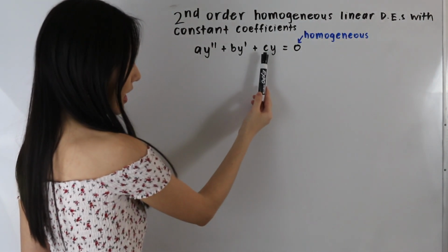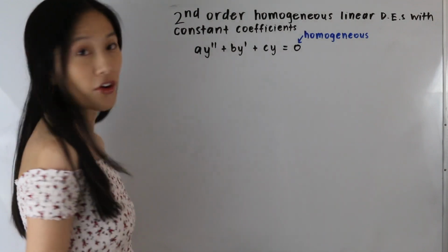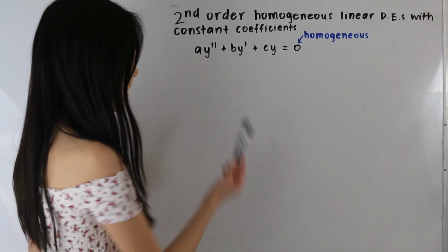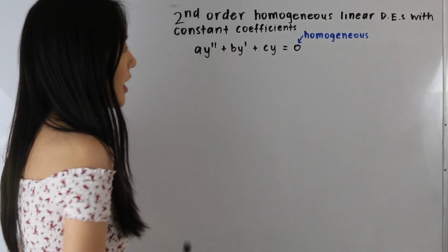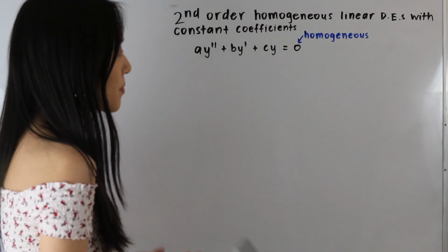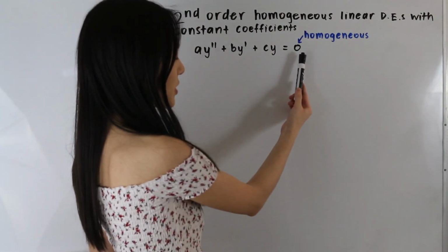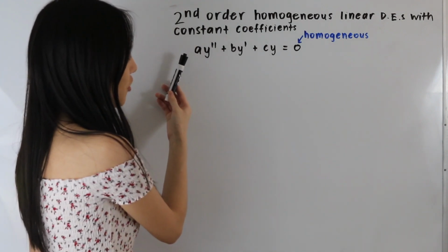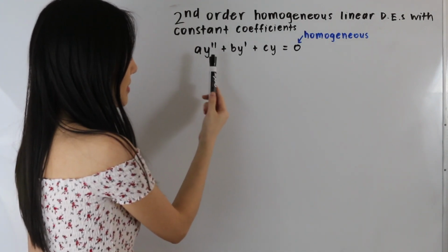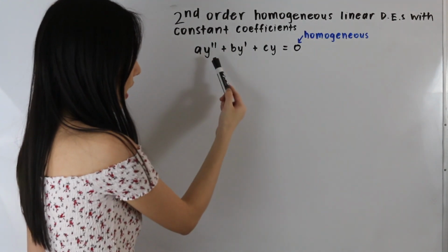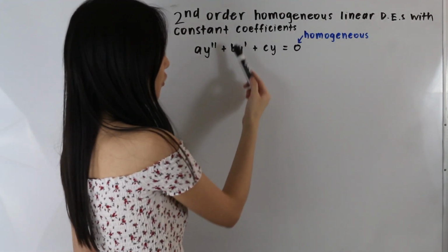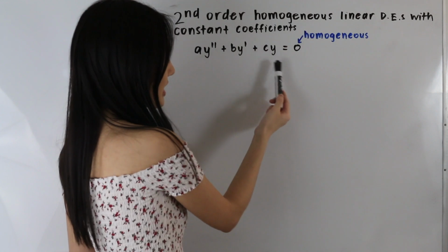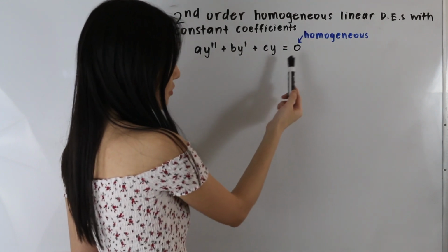are constants, and this is second order because our highest order derivative is y double prime, and this equation is homogeneous because the right-hand side is equal to 0. And so solutions of this equation here have to satisfy the following criteria. So a times the second derivative of y plus b times the first derivative of y plus c times the function y itself is equal to 0.